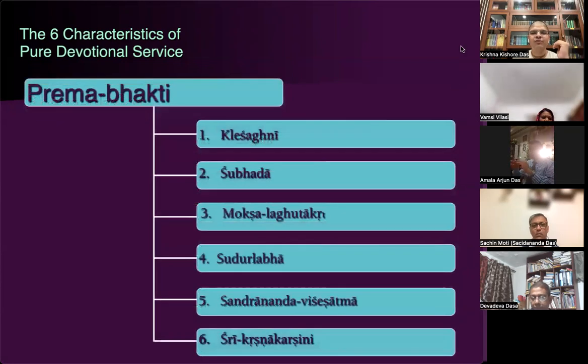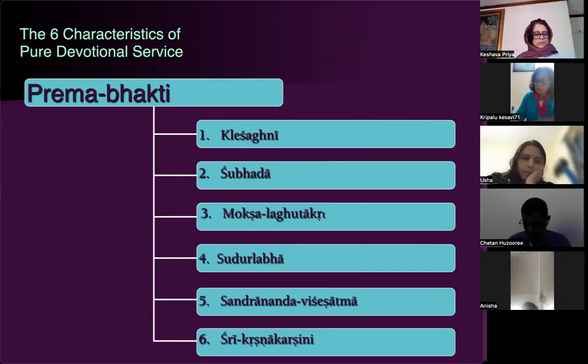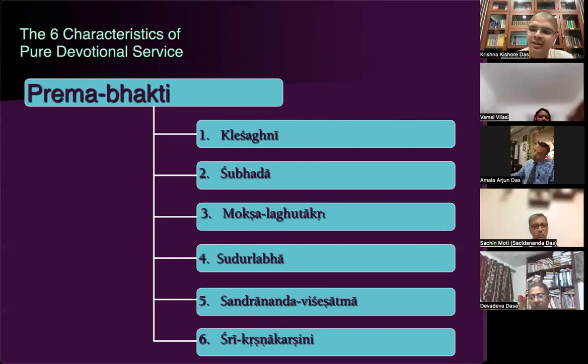And then we come to the level of prema bhakti, where all six characteristics are present. All six are present. Kleshagni, Shubhada, Moksha Laguta Krit, Sudurlabha. And then the last two, Sandarananda Visheta Atma, that is the devotee gets established in eternal happiness, that is in prema bhakti. And sixth is Krishna Akarshani. Krishna gets attracted to prema bhaktas. To sadhan bhaktas, not sure. But when by practice of sadhan bhakti, one develops natural love for Krishna, then Krishna gets attracted to that love.